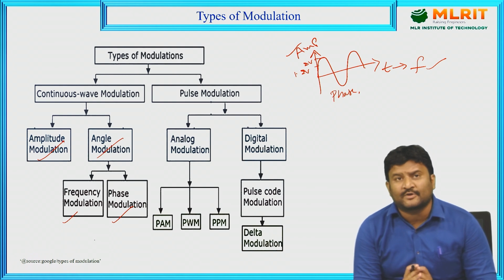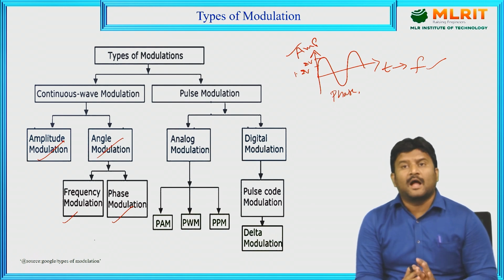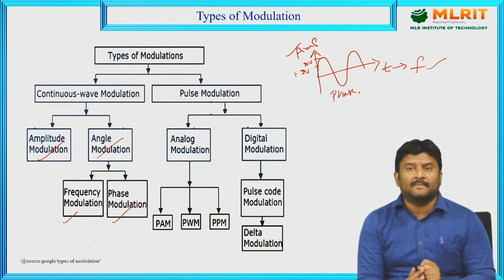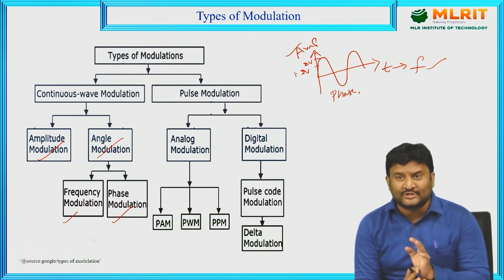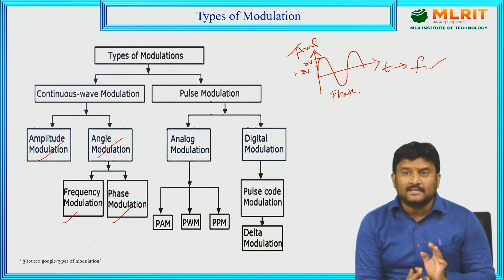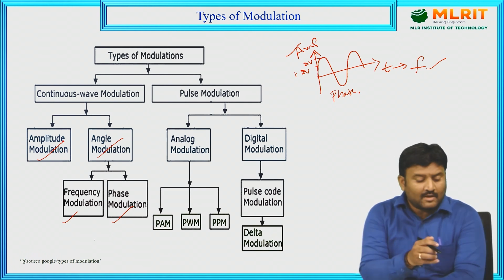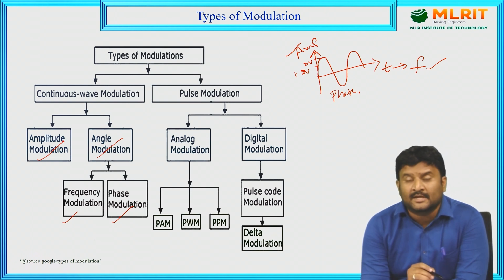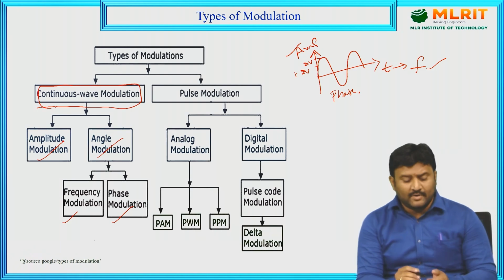What is the meaning of continuous wave modulation? It means the information signal is in continuous form, and the supporting signal, the carrier signal, is also in continuous form. The low frequency message signal is continuous in nature. The second one is the carrier signal, a high frequency signal, which is also continuous in nature. Therefore, in amplitude modulation or angle modulation, both the message signal and carrier signal are continuous. That's why it is called continuous wave modulation. We will discuss one by one.